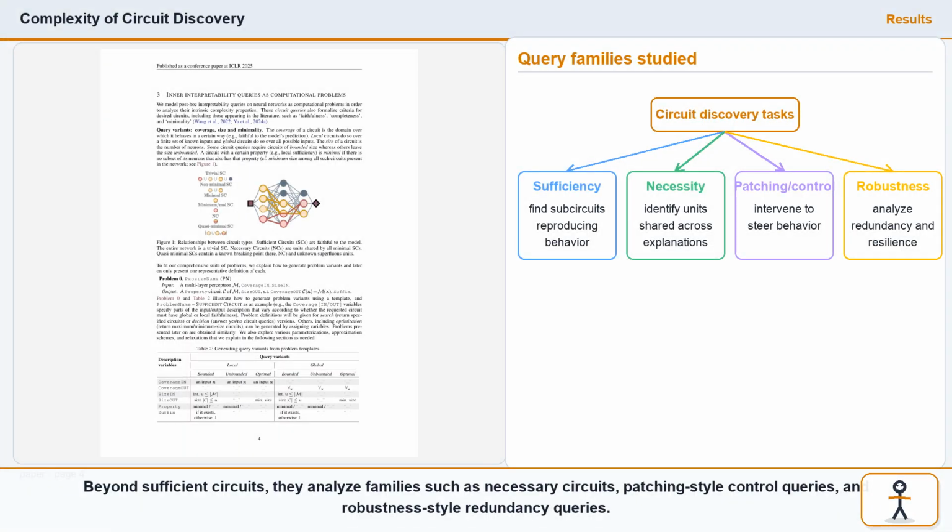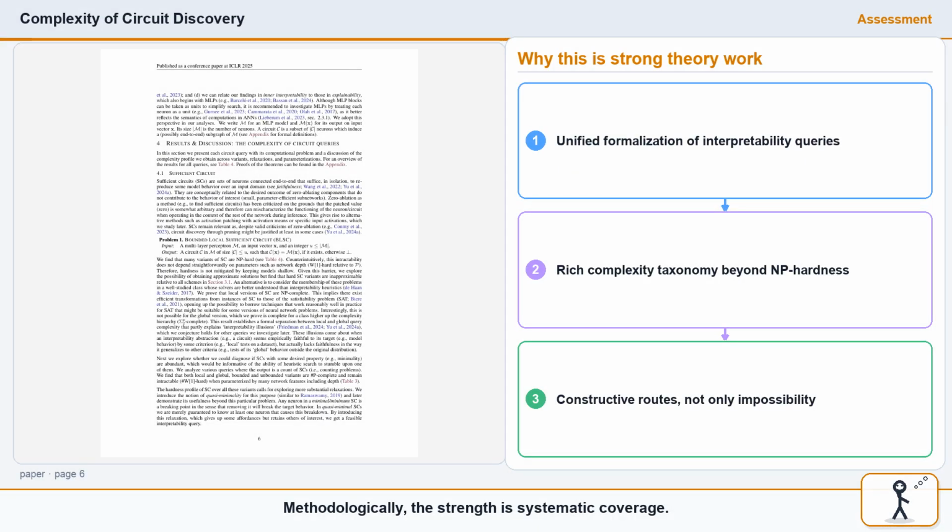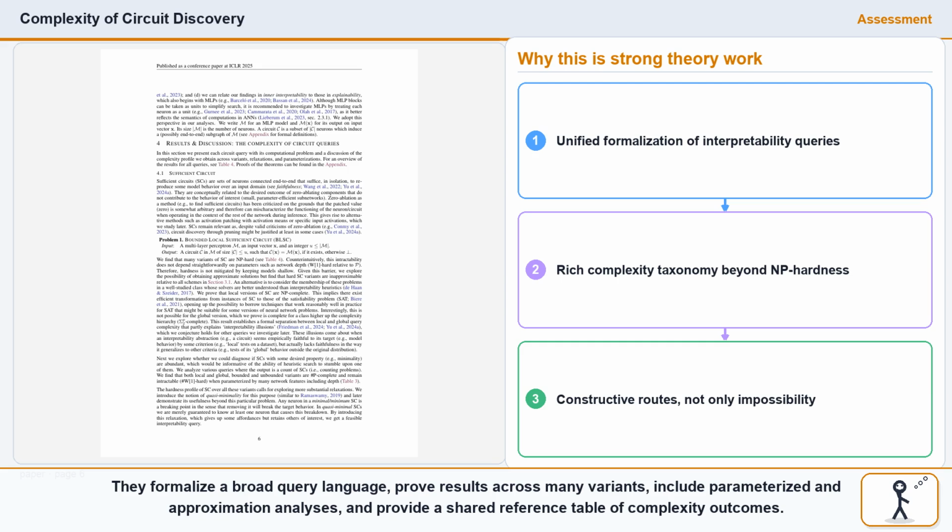Beyond sufficient circuits, they analyze families such as necessary circuits, patching-style control queries, and robustness-style redundancy queries. A recurring pattern is that expressivity and strong affordances often increase computational cost. Methodologically, the strength is systematic coverage. They formalize a broad query language, prove results across many variants, include parameterized and approximation analyses, and provide a shared reference table of complexity outcomes.